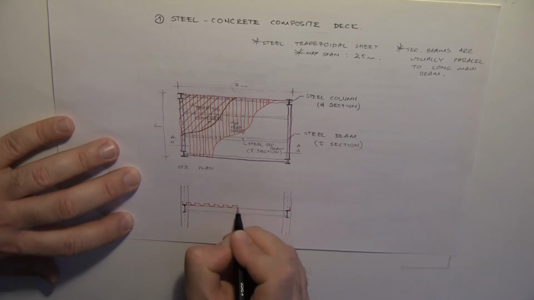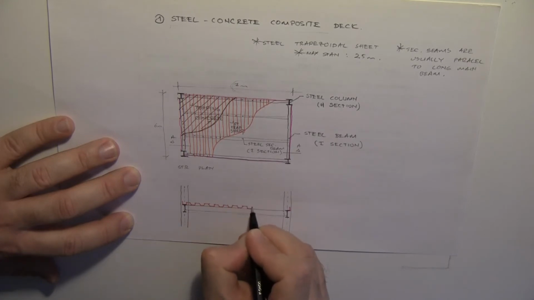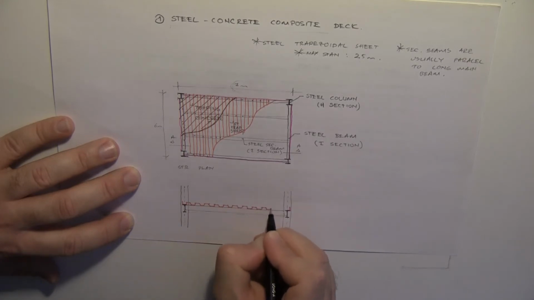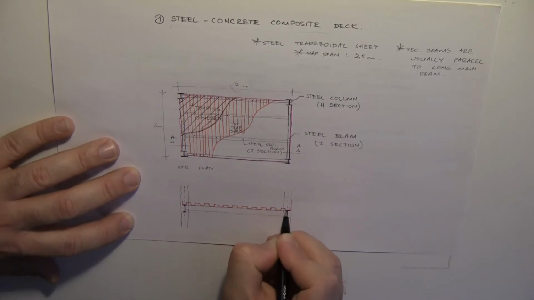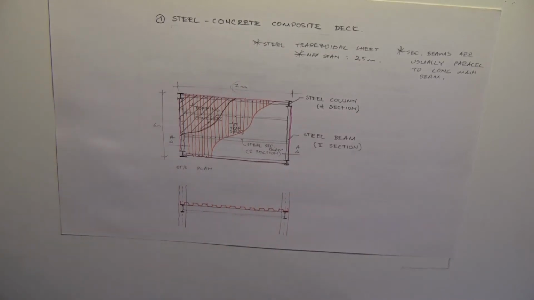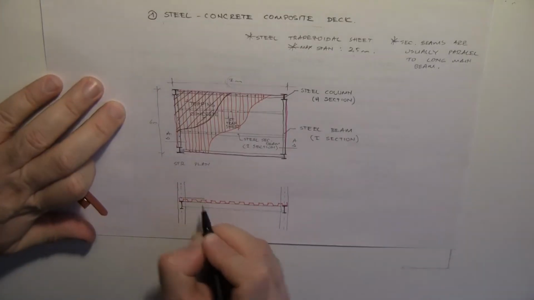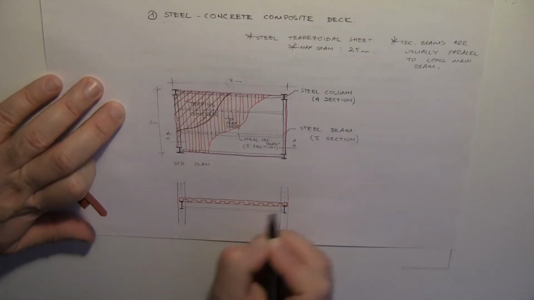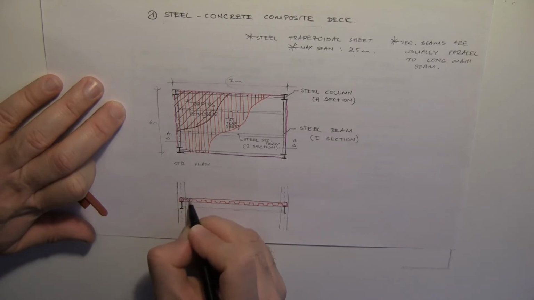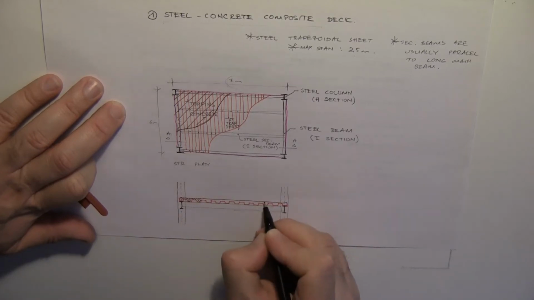And over the steel trapezoidal sheet, just a second, I hurried too much. Let me finish the steel trapezoidal sheet first. Okay, and over the steel trapezoidal sheet, what will I do? I will cast concrete like this. And concrete is going to fill all this space.